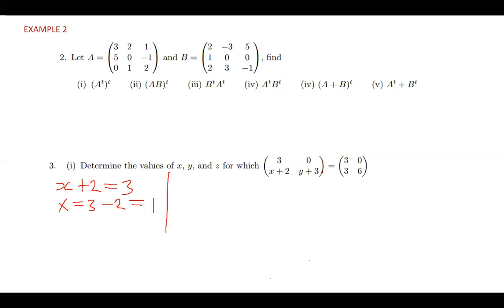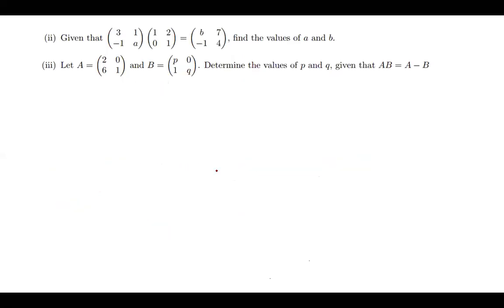Same applies to y plus 3. y plus 3 is just the same as 6. So when you simplify that, you're going to have 6 minus 3, meaning your y there is going to be 3. So these are the values of x and y they wanted. They were talking about z, which is not even there. This was just an error. So we proceed.